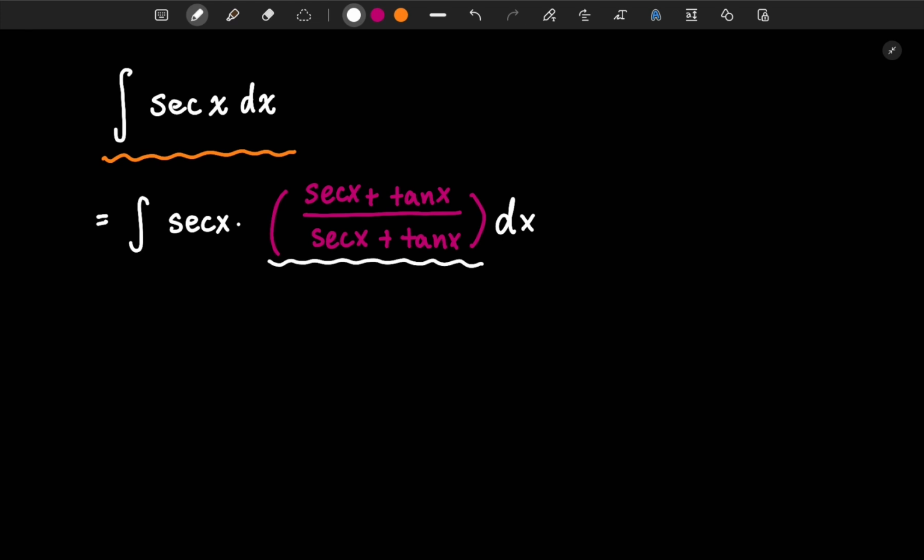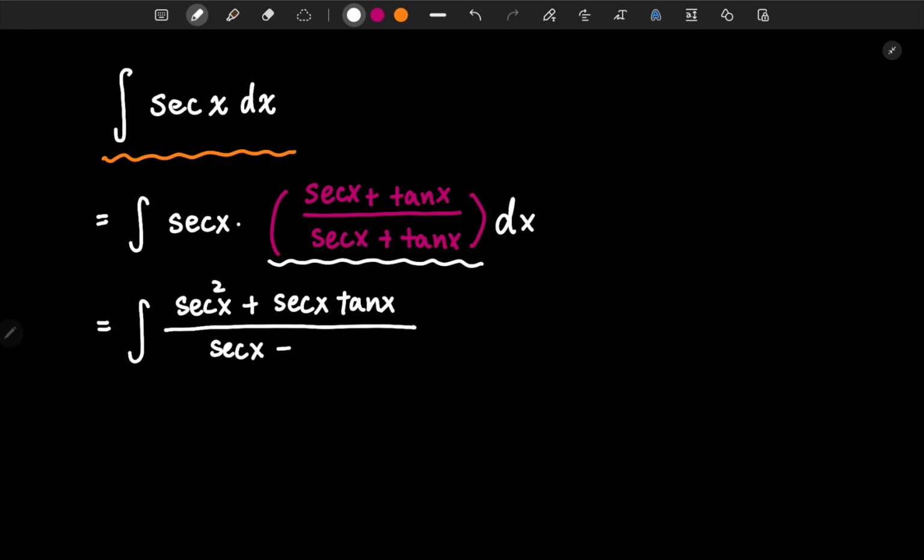It might seem not intuitive, but it sets up the problem for a very straightforward substitution. For our next step, we want to expand the numerator, and it becomes the integral of secant squared x plus secant x tangent x. On the denominator, we have secant x plus tangent x dx.